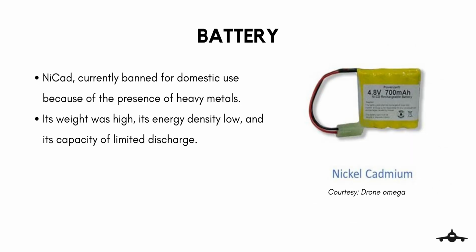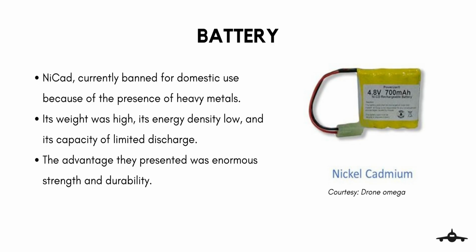Battery. In the early days of electric modeling, the only available batteries were nickel-cadmium batteries. Their weight was high, their energy density was low, and their discharge capacity was limited. The advantage they presented was enormous strength and durability. Subsequently, nickel-cadmium batteries with considerably high capacities were used, but the intensive charging and discharging processes in this type of battery are strongly exothermic, and the number of life cycles remained low without having improved the weight problem.